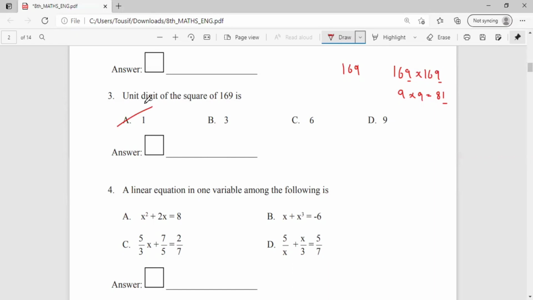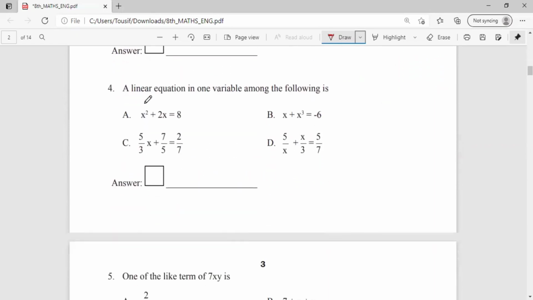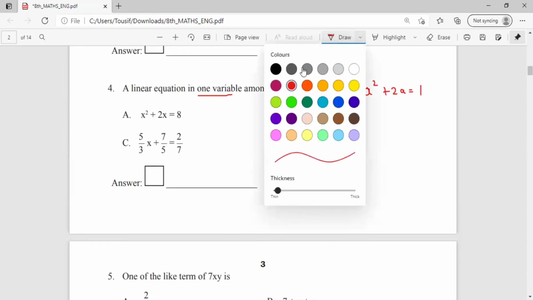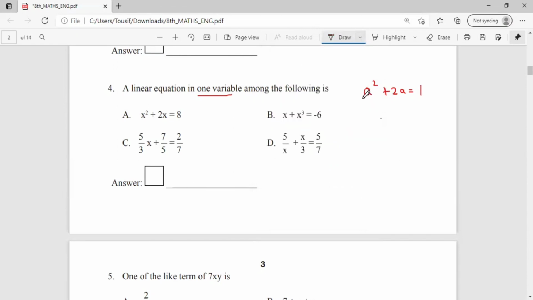that is 1. Okay, moving to the fourth one, a linear equation in one variable, that means our equation should consist of only one variable. Before starting, I'll give one example. If an equation has a square plus 2a is equal to 1, then also it is not a one variable equation. As you can see, in this equation a square is one of the variables and 2a is also a variable, but both are not the same, both are different. We will not be able to solve it.